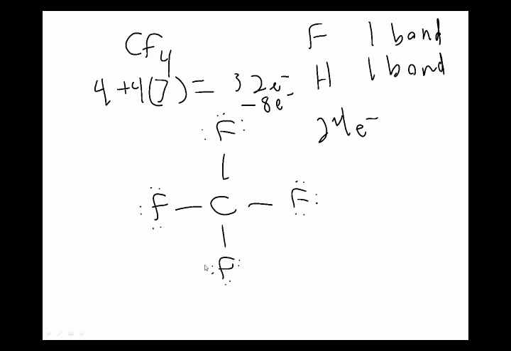Okay, that's right. Now we need to check every single atom and make sure it's got its octet, or duet for hydrogen. So 2, 4, 6, 8 for that fluorine. That fluorine's happy. 2, 4, 6, 8 for that fluorine. That fluorine's happy. And now let's check carbon to make sure carbon's okay. 2, 4, 6, 8. Every atom has gained its octet. Every atom is happy.